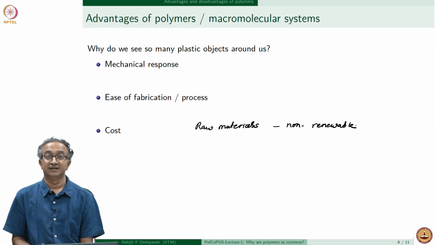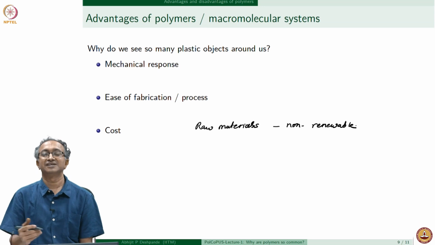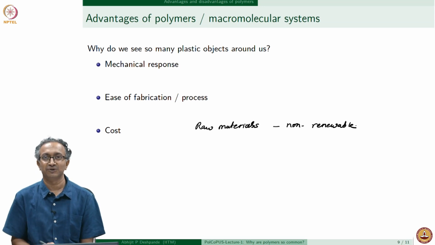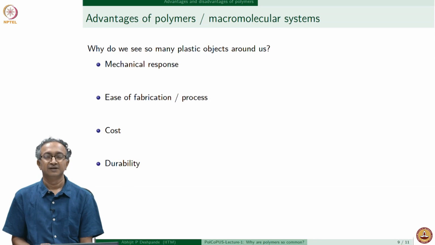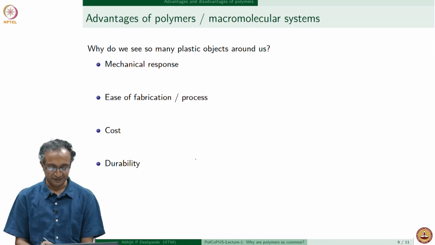And this could be raised as an issue: why are we supplying raw materials at such low cost to make plastic so cheap? That's why they are so commonly available, and they are causing all the problems associated with their waste. So this is something we also have to think about in terms of plastic usage. And of course, the other thing is durability. Corrosion, for example, is not there. So, absence of corrosion.